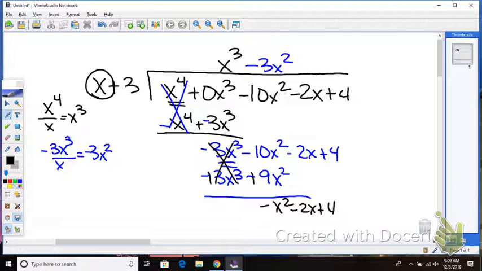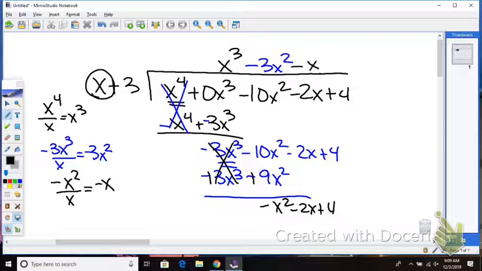Okay, what do we do next? Good job. You take negative x squared divided by x, and what do you get? Which is x, and then you distribute. Negative x. What kind of x? Negative x.